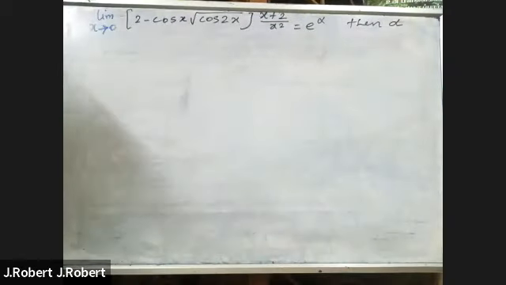Your alpha is equal to... so it is given that limit x tends to 0, 2 minus cos x, square root of cos 2x, whole power x plus 2 by x square, is equal to e power alpha.